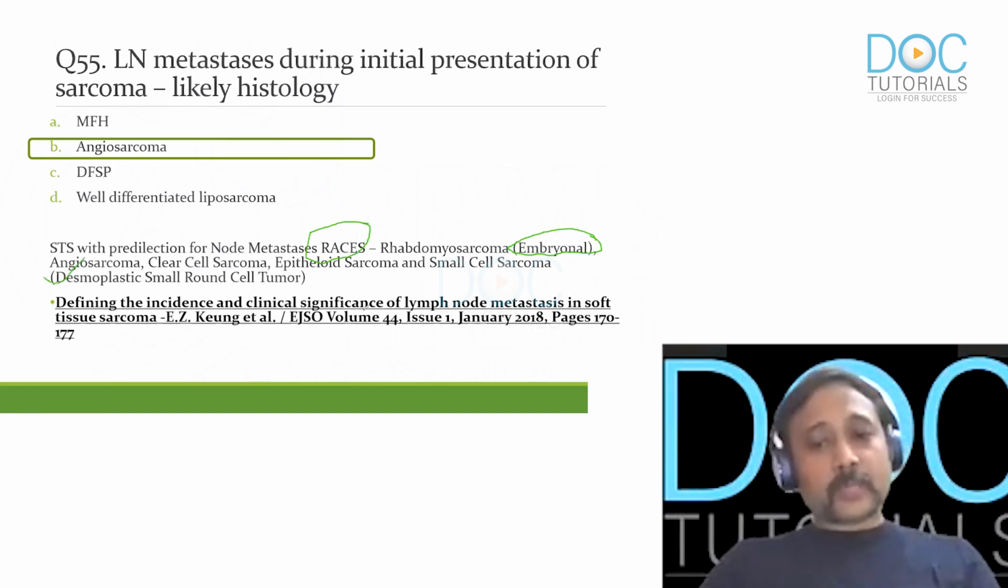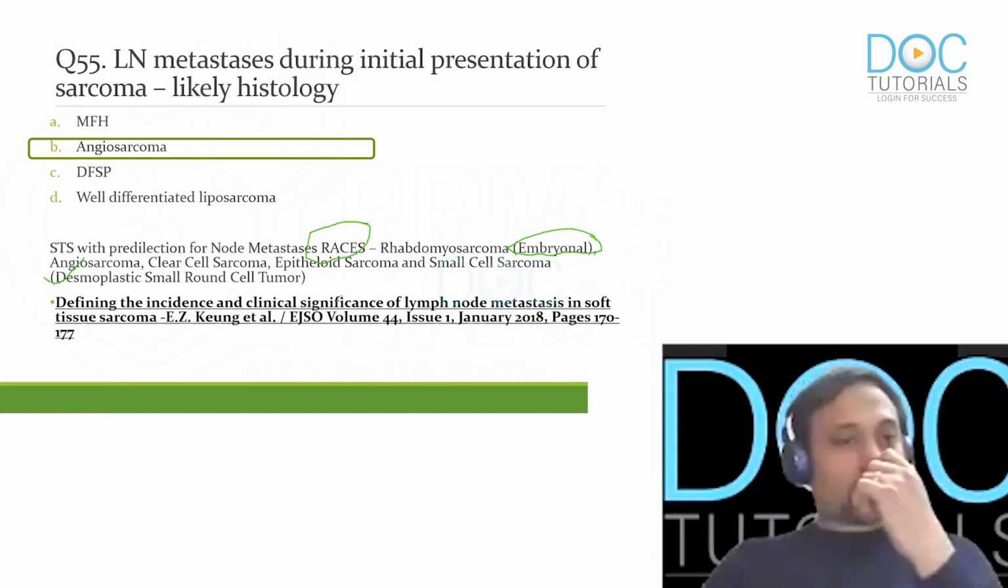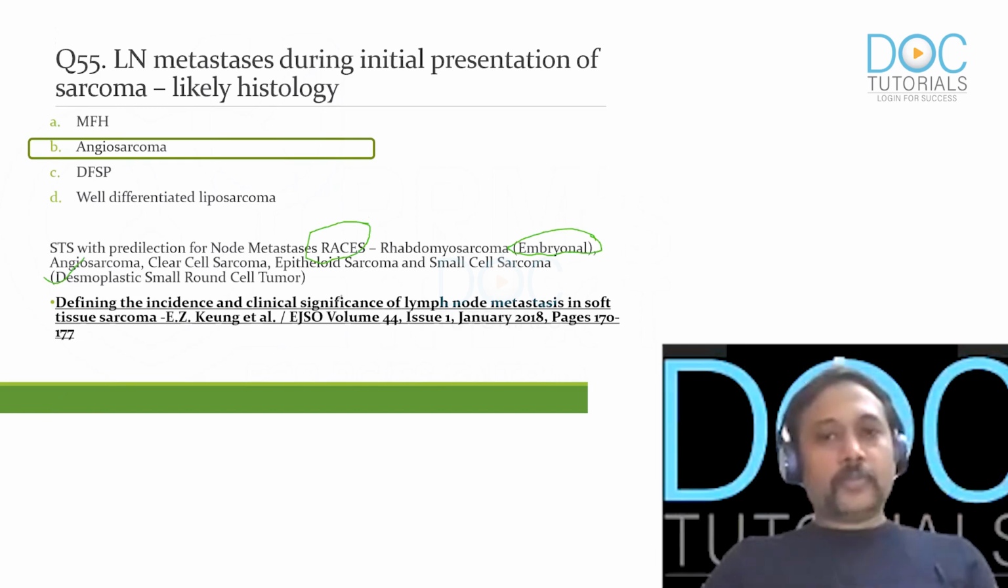Now, this is something which has been there for a long time. This RACES is something which you have been learning for a long time. But as I said, whenever you prepare something for presenting to you guys, especially when you need references, that is where the difficulty comes. So I was able to find it in this article in European Journal of Surgical Oncology. We find that it is clearly mentioned that these are the sarcomas that commonly present with metastasis.